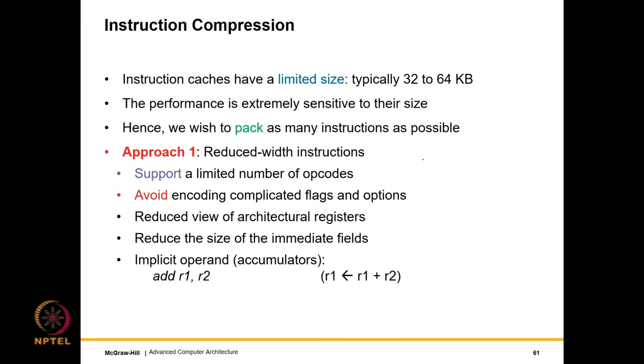So what are some of the approaches? One approach is to have a reduced width instruction, which the ARM ISA does support. ARM has the thumb instruction set. Instead of an arm, it's like a thumb, which means it's a much smaller instruction set. This allows us to compress it, reduce the number of bits, and store 30 or 40% more instructions in an instruction cache with the same size.